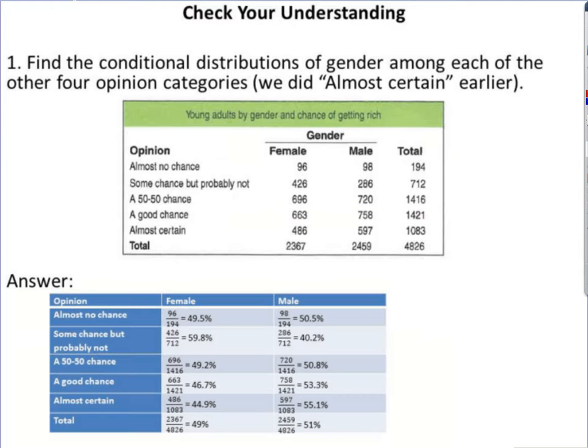If we continue and do this for all the categories, almost no chance is almost exactly even. There was a 49.5% chance they were female, and 50.5% of them were males of those surveyed. Some chance is much higher for females than males, and the biggest one for males instead of females was the almost certain at 55%.